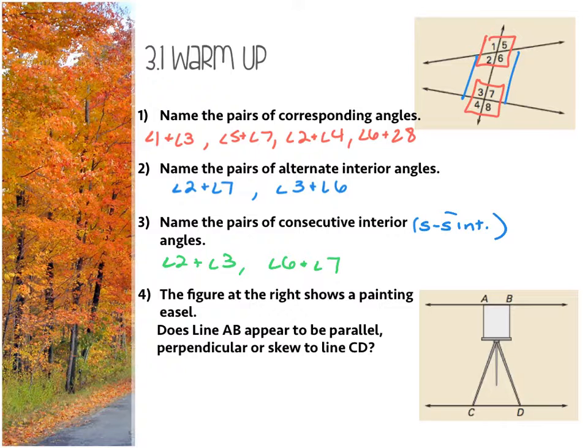And then number 4 says the figure at the right shows a painting easel. Does line AB, which is here, appear to be parallel, perpendicular, or skew to line CD? Who said it? Parallel. Yeah, right? Because there's not a plane there, but there certainly can be made a plane. Those are vertical, so they can be made into a plane. And you could write parallel, or you could use that symbol there, which is the same thing as parallel.